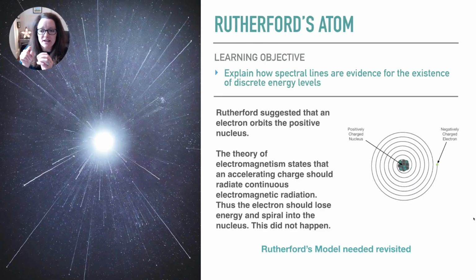So what we expect under Rutherford's atom is we expect the negatively charged electron to accelerate in a spiral into the positive nucleus. In doing so, that charge is accelerating because it's changing direction. Therefore, if this electron continuously changes direction towards the centre of the nucleus, it should give out a continuous amount of electromagnetic radiation. And it wasn't doing that. So Rutherford's model needed revisiting.